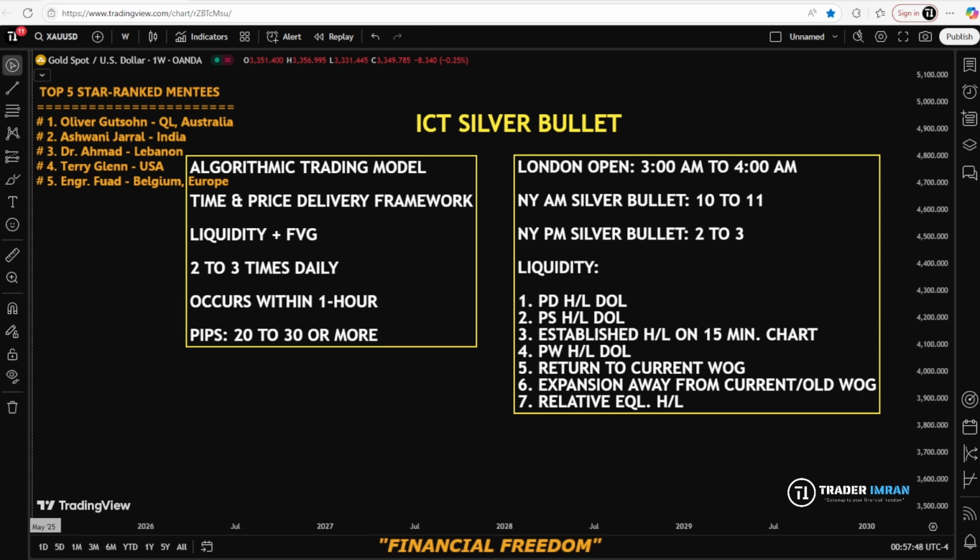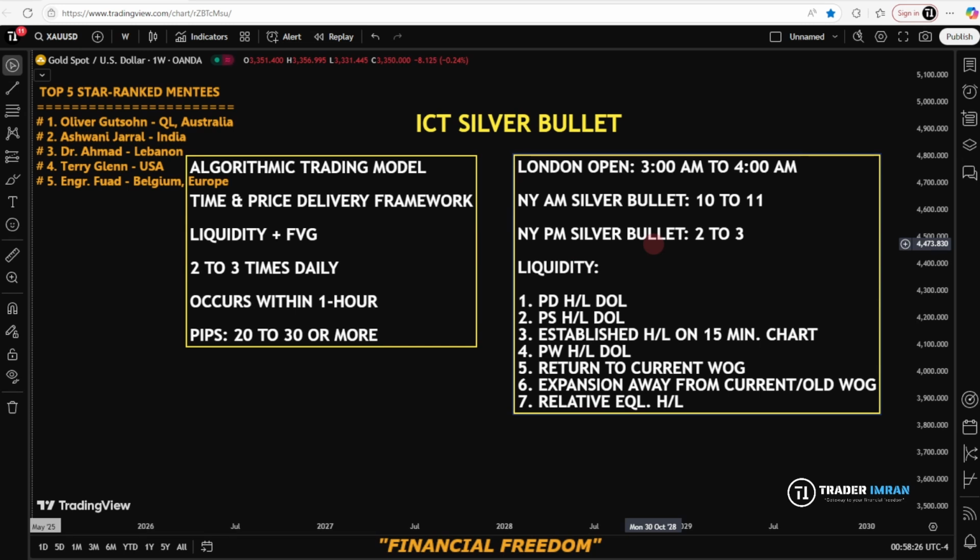First of all, you must mark the time frame. As I said, there are 3 times in a day you can trade this silver bullet strategy. Number one is London Open, which is 3 a.m. to 4 a.m. Eastern Standard Time (EST). New York AM silver bullet 10 to 11, New York time, Eastern Standard Time, the same thing. NYPM silver bullet 2 to 3. AM silver bullet, PM silver bullet.